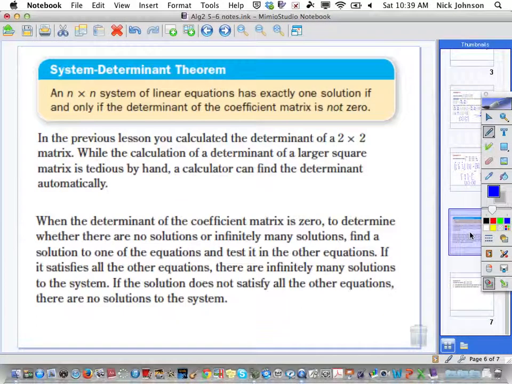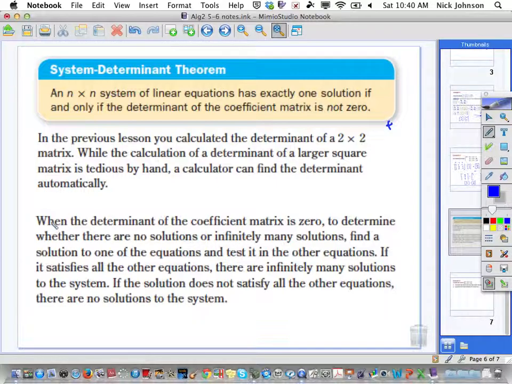Okay, moving on, it says the system determinant theorem. It says an n by n system of linear equations has exactly one solution if and only if the determinant of the coefficient matrix is not 0. Okay? So, if it has a determinant, you know you have one solution. If it doesn't have a determinant, you know you have no solutions. It says in the previous lesson, you calculated the determinant of a 2 by 2 matrix. While the calculation of a determinant of a larger square matrix is tedious by hand, a calculator can find the determinant automatically, which also helps. We found out how to use the determinant on our calculator in the previous lesson.